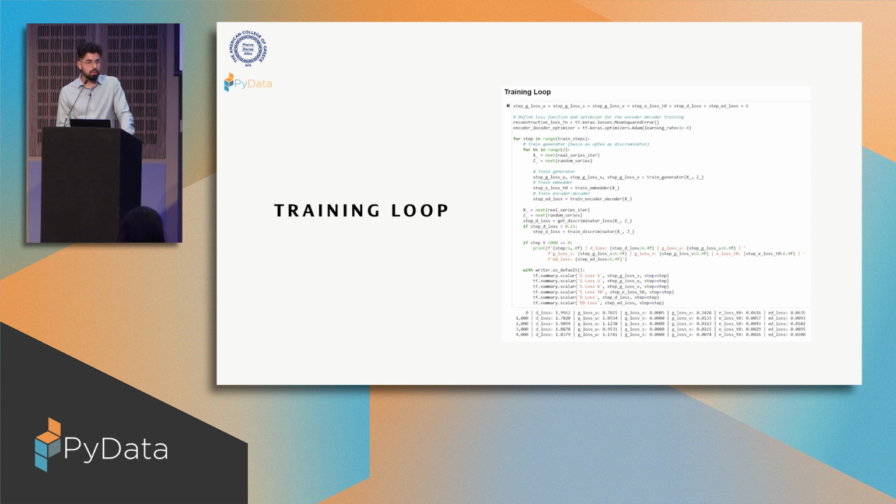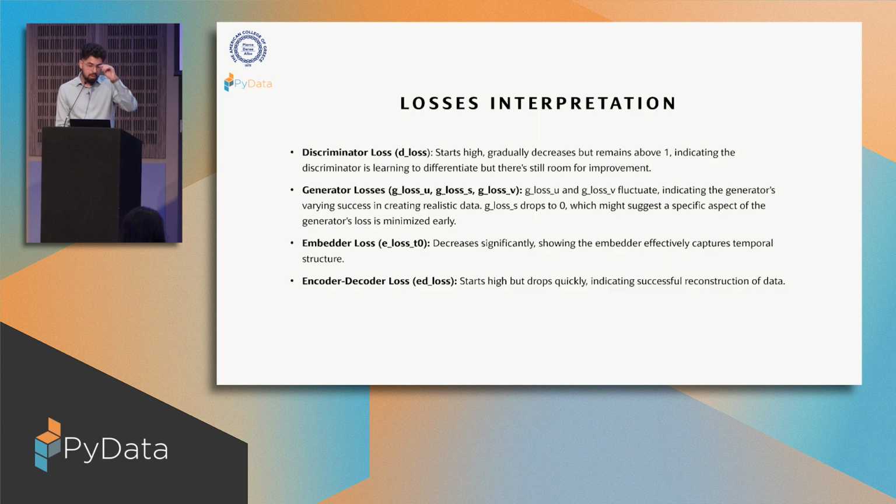Here is the training loop, where we already explained the losses earlier. You can see our results every 1,000 steps. As for the interpretation of the discriminator loss, it starts high and gradually decreases, but remains above 1, indicating that the discriminator is learning to differentiate, but there's still room for improvement. The generator losses indicate varying success in creating realistic data, but the G loss drops to 0, which might suggest that a specific aspect is minimized very early.